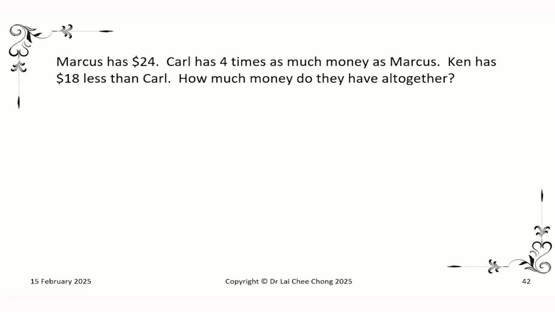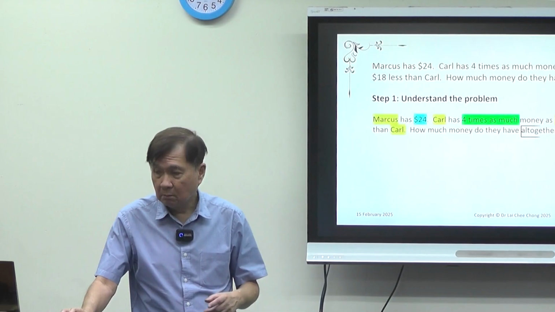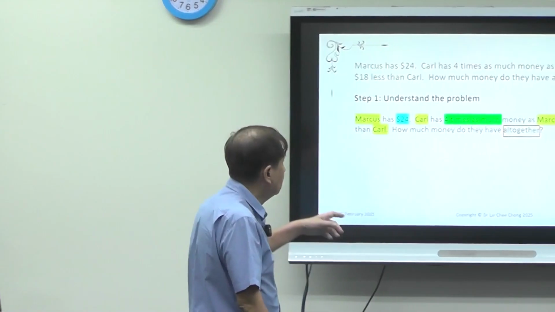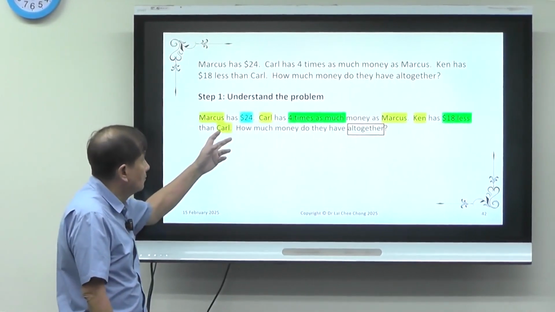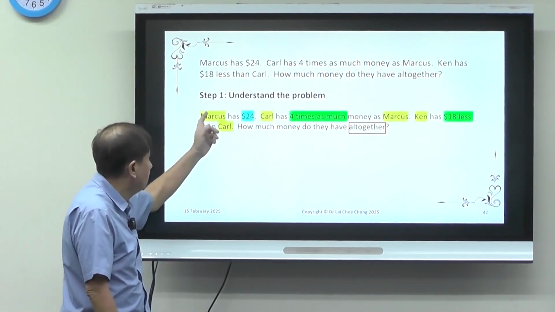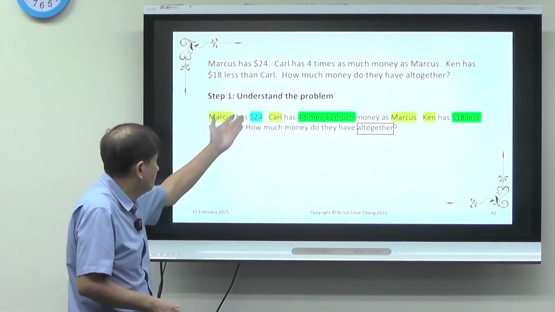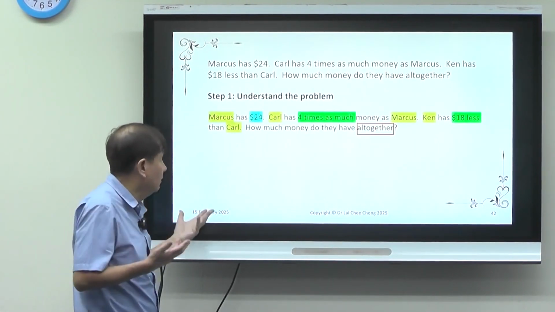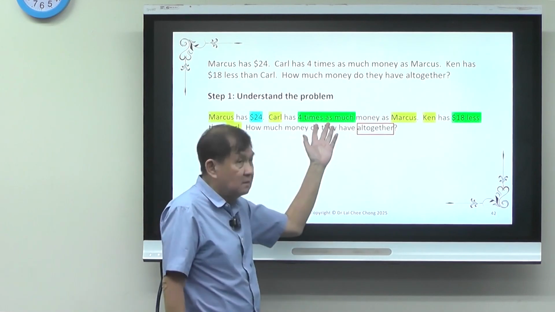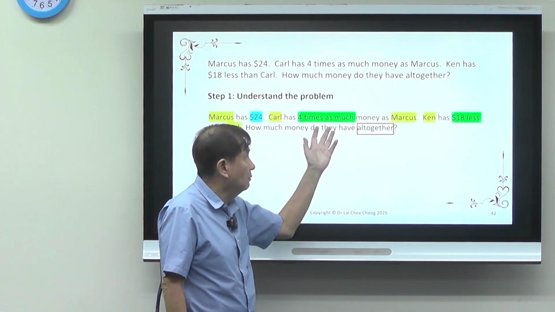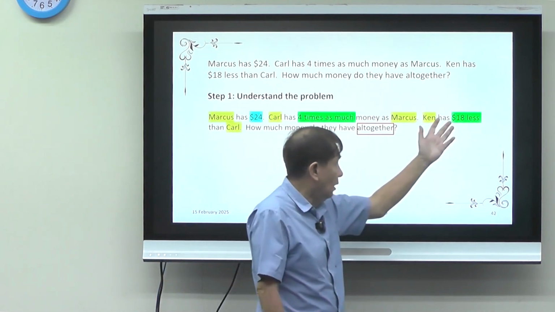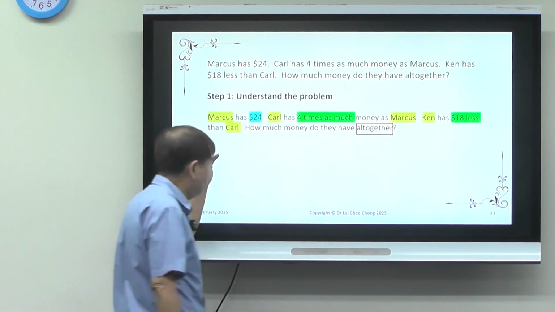Pick all the keywords. Right? I highlight all these keywords. How many people here? 3 persons. I have the name. Oh, I have a Marcus, I have a Carl, and 3 persons there. Keywords is what? $24. This is what I know, the number. 4 times as much as. All right? Ken what? $18. So these are the keywords.